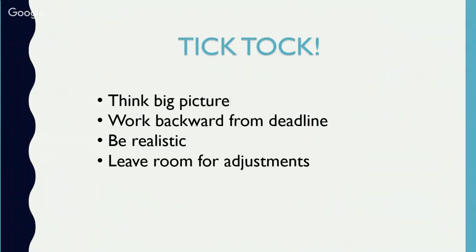So this is your time frame. Think big picture. So you think about what you're wanting to achieve, big picture, and then work backward from that deadline. Start breaking it down backward. So start with the whole year, break it down to 6 months, break it down to 90 days, break it down to a month, a week, today. So break it down and go backward, working out your deadlines. Be realistic.